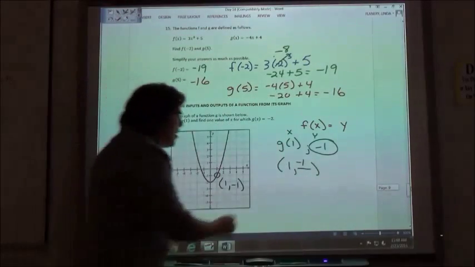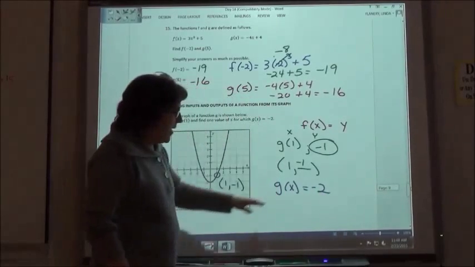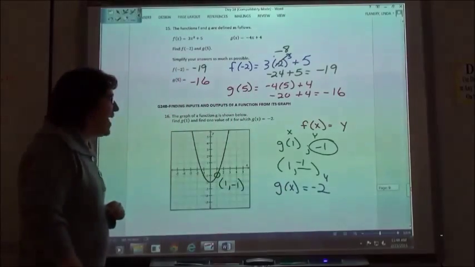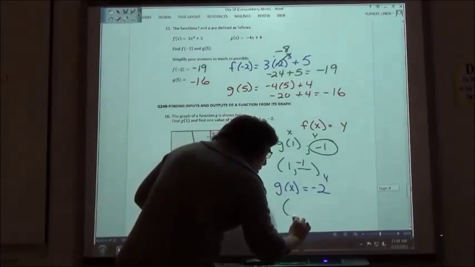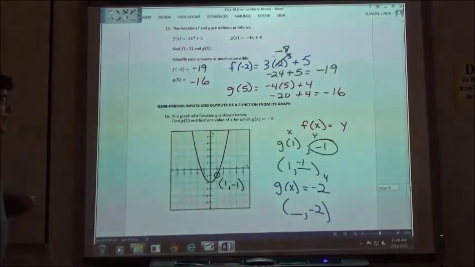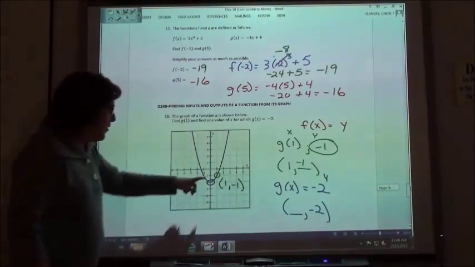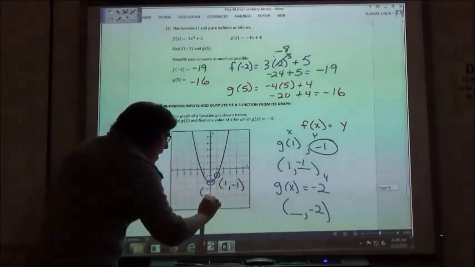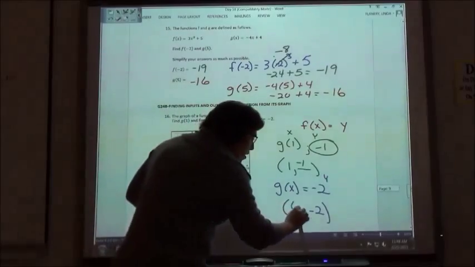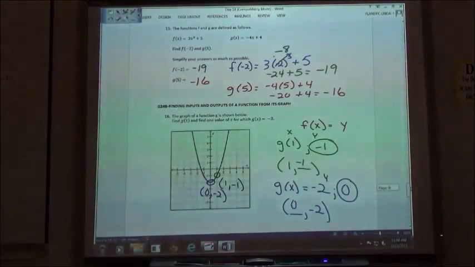Now, if I look at the second part, it says g of x equals negative 2. That tells me that the y value is negative 2, and I'm trying to find the x value. So I'm looking for the point where the x value is missing, but my y value is negative 2. So I look at my graph. Y being negative 2 is this point right here. The coordinates of that point are 0, negative 2. So in this case, 0 is my corresponding x value.